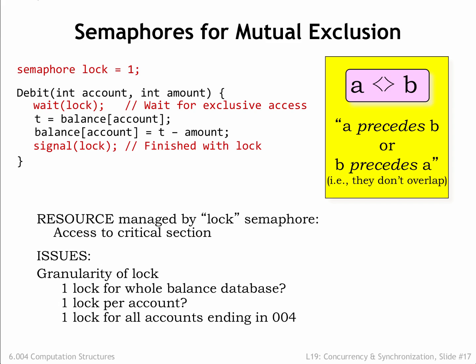There are some interesting engineering issues to consider. There's the question of the granularity of the lock. In other words, what shared data is controlled by the lock? In our bank example, should there be one lock controlling access to the balance for all accounts? That would mean that no one could access any balance while a transaction was in progress. That would mean that transactions accessing different accounts would have to run one after the other, even though they're accessing different data.